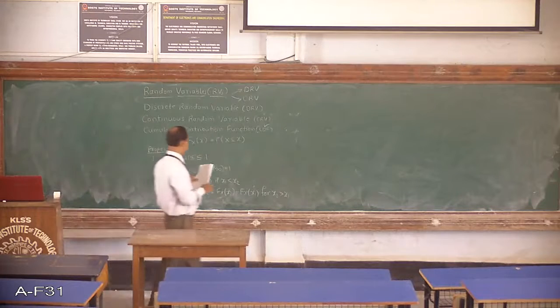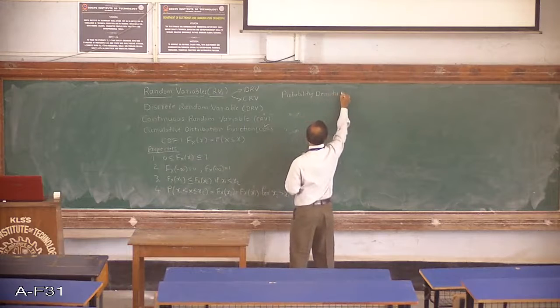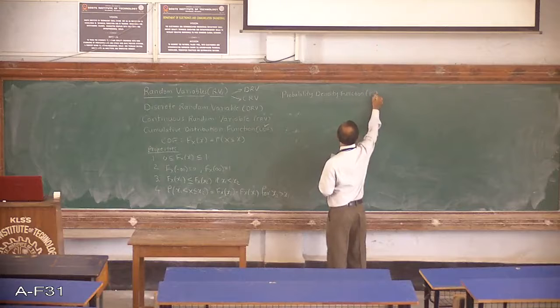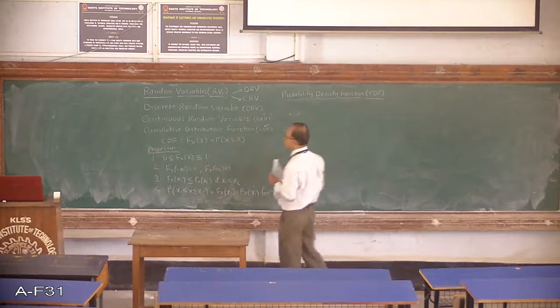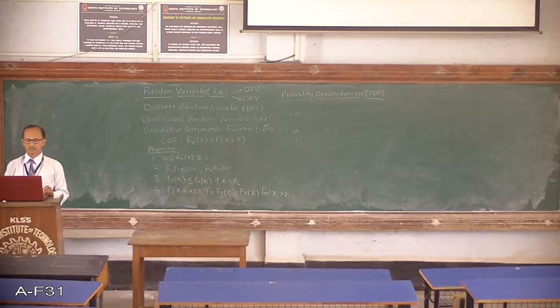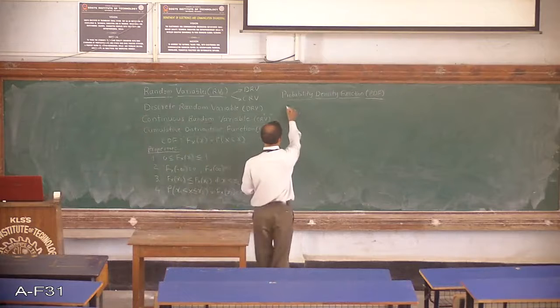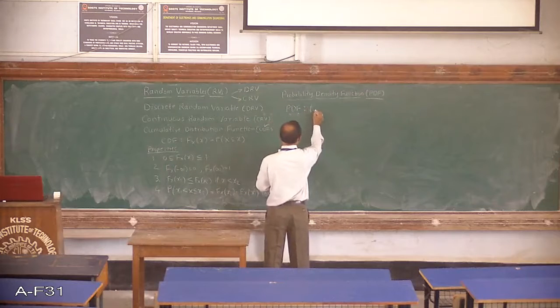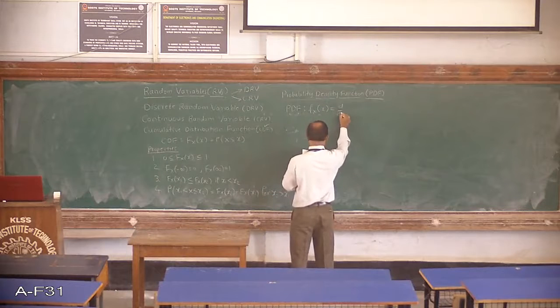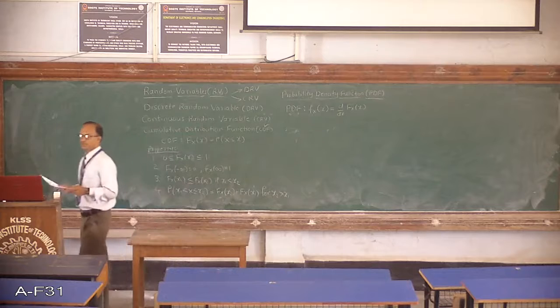The next important topic is the probability density function, PDF. So how is this PDF defined? The derivative of the cumulative distribution function CDF with respect to some dummy variable x is called the probability density function, and it is denoted as small f_X of x. So this PDF is defined as small f_X of x, and it is nothing but the derivative of the cumulative distribution function of x with respect to the dummy variable x. This is how we define the probability density function.